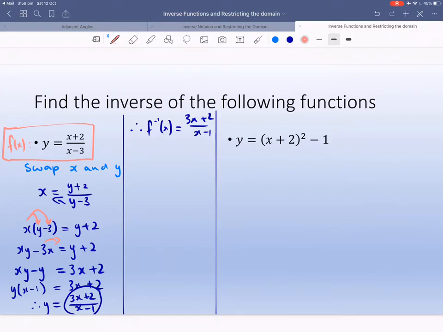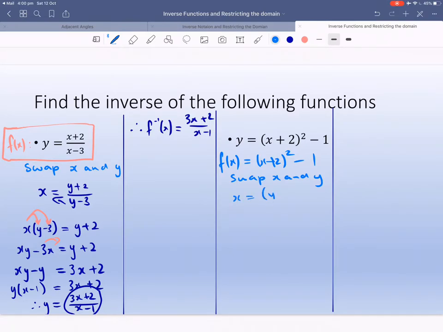All right, so we're going to do the same thing for the next example. Like I said, it should be a bit of a revision. I'm going to draw another straight line here. Here we go. And I'm going to use a different color pen. So I'm going to go f of x equals this guy here. So let's do it. x plus 2 squared. So let's fix that up. Minus 1. So I'm going to go swap x and y. So I'm going to go x equals y plus 2 squared minus 1.